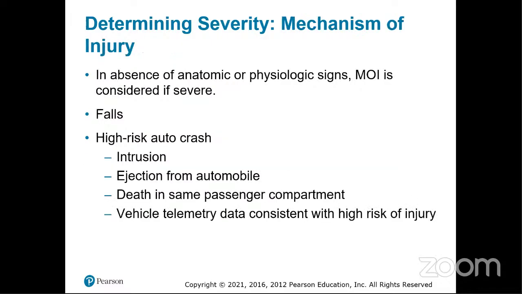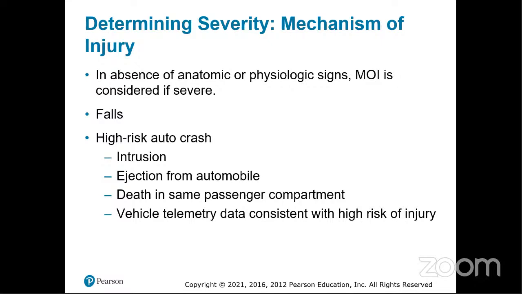Same thing too, absence of anatomical or physiological signs, if the MOI is considered severe. So falls, when we consider a fall a significant MOI, same thing, 3 times the height of the patient or over about 10 feet, somewhere in that, or 10 to 12 feet.